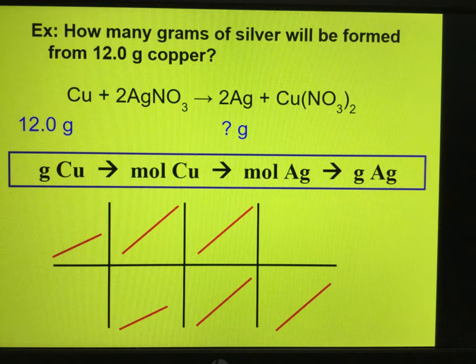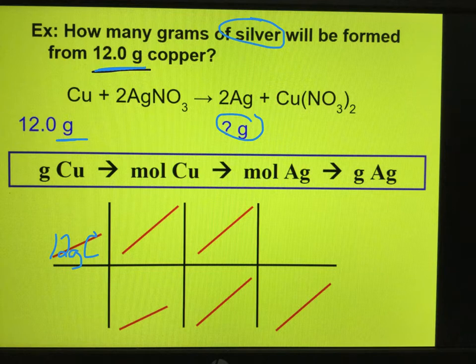Okay, so let's go ahead and do an example. Here they're giving you 12 grams, so that's my given. And you're looking for grams of silver, okay? So the 12 grams are here, and I'm looking for the grams of silver. So don't forget, your given always goes on that first square. So 12 grams of copper go right here.